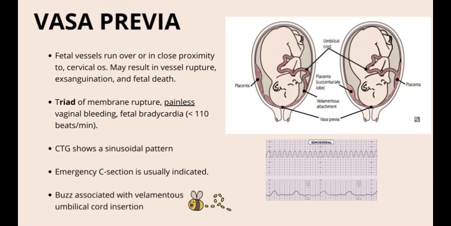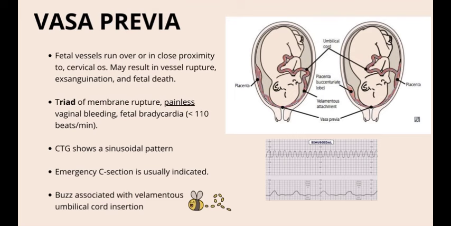Let's now quickly talk about vasa previa. This is a problem instead with the fetal vessels when they run very close to the cervical os. So you'll be able to see here, this is where the cervical os is, and you see a lot of these fetal vessels run very close to it. The problem is that these may result in rupture, bleeding out, or fetal death. This presents with a triad of membrane rupture, painless vaginal bleeding, and fetal bradycardia, that is less than 110 beats per minute. You may see this classic sinusoidal pattern associated with this.